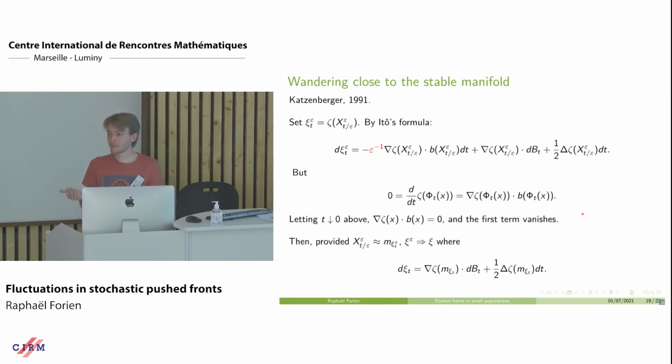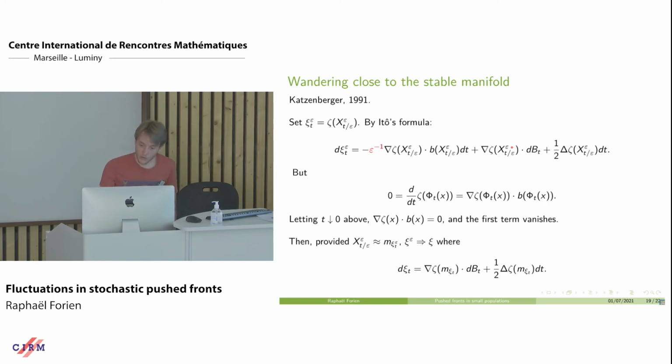So zeta of phi t of x is constant because zeta is actually the limit of phi t of x. And so if I differentiate this, I get 0, but I also get this expression here. If you let t tend to 0 in this expression, you get that the gradient of the projection is orthogonal to the flow, which means that this term is equal to 0. So the bad term is gone, and we only have order 1 terms. And so now we're in a good place.